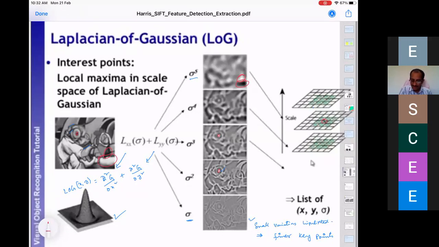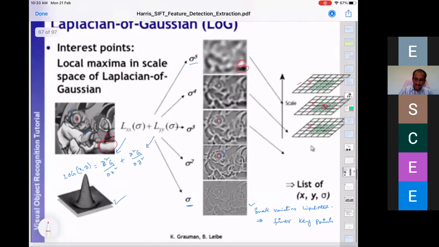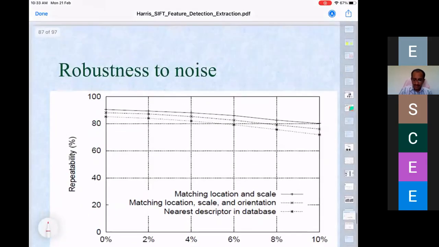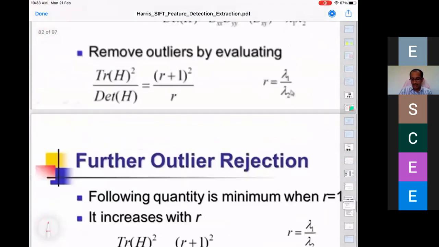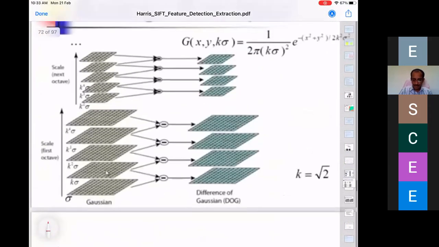So this point, if it is a maximum or minimum across the scales. As I mentioned, these are three different scales, so you can consider this as a maxima or minima across this 3x3x3 region in scale space. This is a possible key point because it's a possible corner at this scale. Please note that this local maxima finding we also perform across all scales.